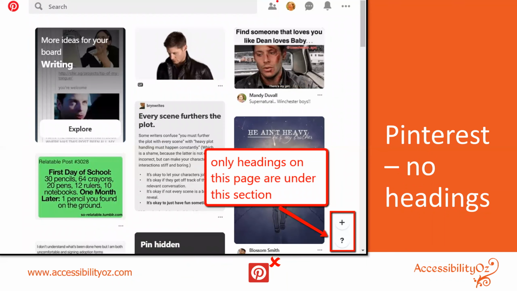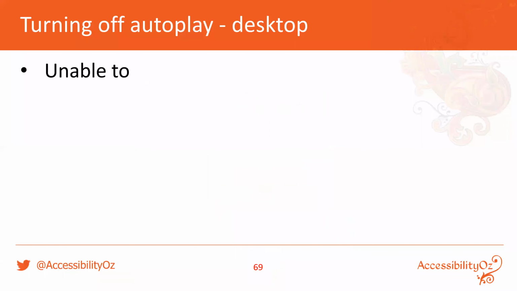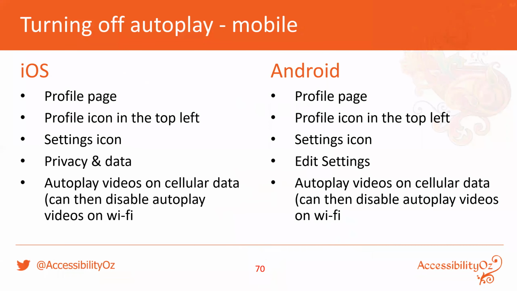On your main page, the only headings actually occur under two buttons, the plus and the question mark button, and that plus is when you add a pin and the question mark is help. So there's no actual headings on the page itself. You're unable to turn off autoplay on desktop.